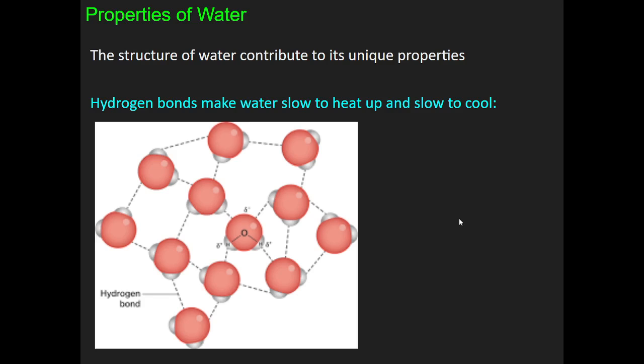The first thing we're going to talk about is how forming these bonds makes water slow to heat up and slow to cool. Think about this. We have to add energy to water to break these bonds. So instead of water getting thermally warmer, it actually breaks these bonds first. So water is slower to heat up. It also has to make these bonds as it cools off, so it's slower to release its energy. Water is slow to heat up and slow to cool because it takes energy to make and release these bonds.